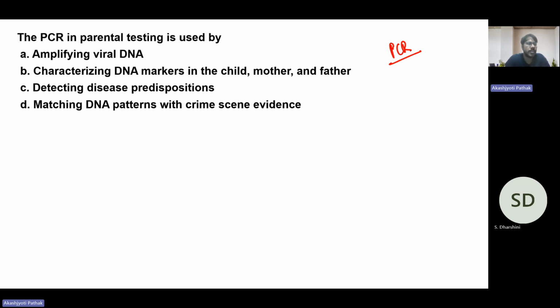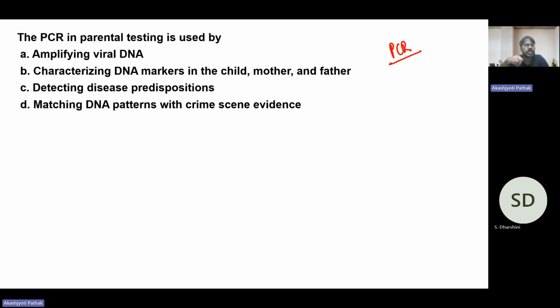which do not show any recombination. And there are several copies of it. So, depending on the number of copies, the pattern of DNA fragments, you can identify whether this particular child is of this parent or not.